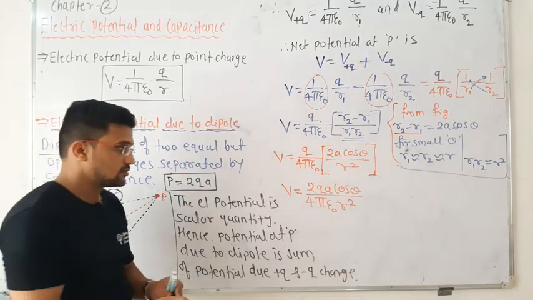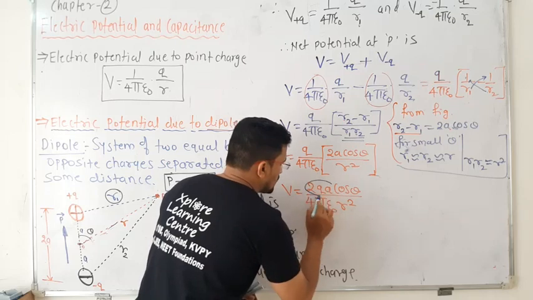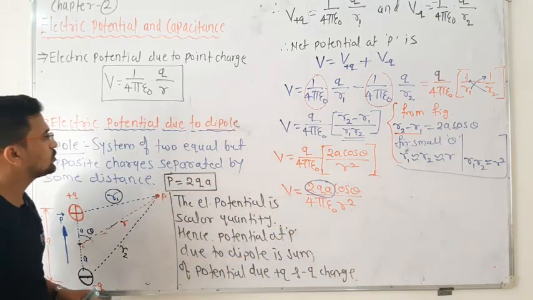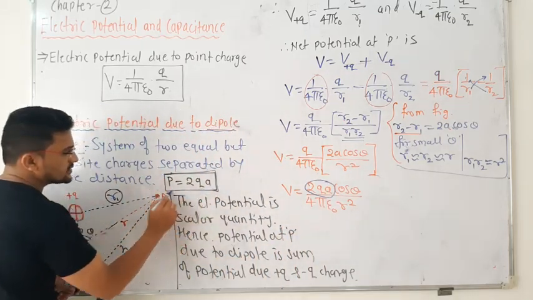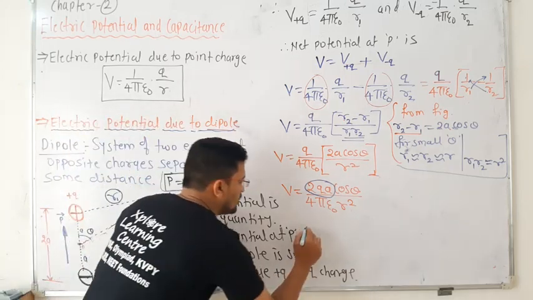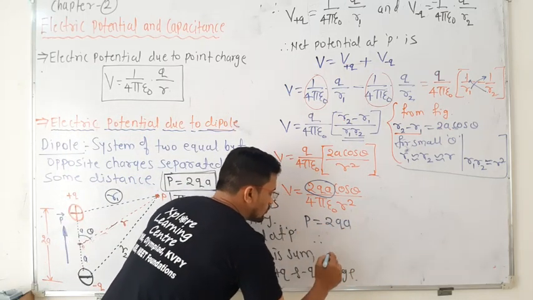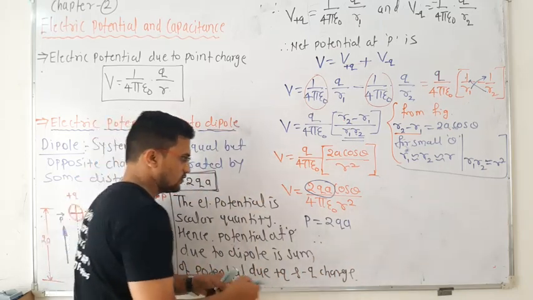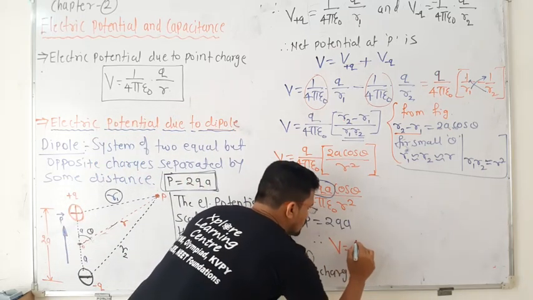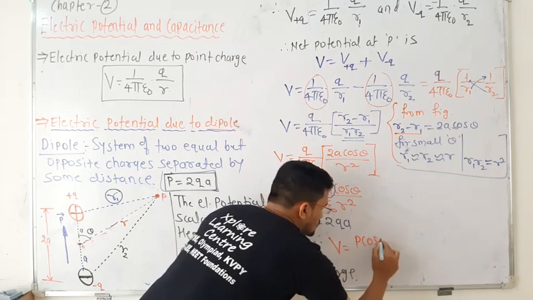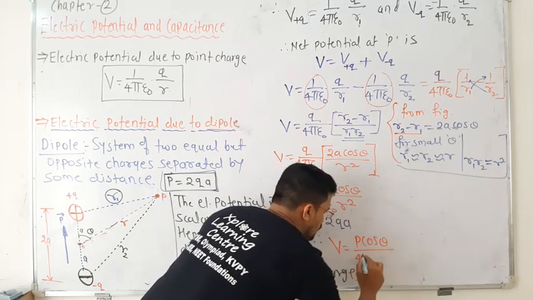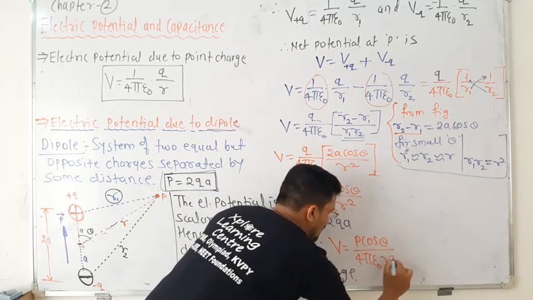Okay, but we know 2qa is nothing but your dipole moment, that is the p itself. P is equal to 2qa. Therefore, the final equation: V is equal to p cos theta divided by 4 pi epsilon naught r square.